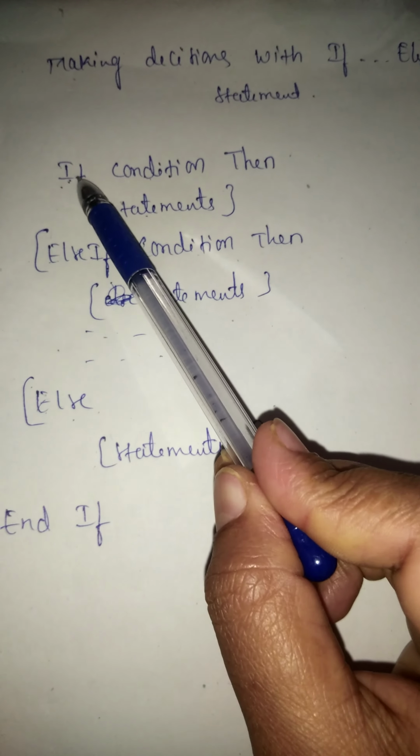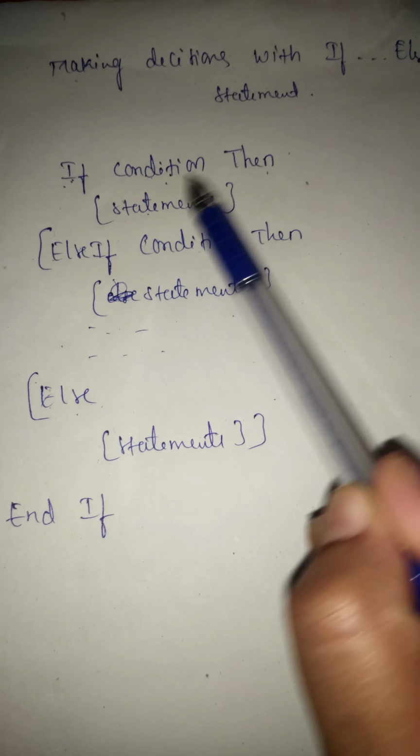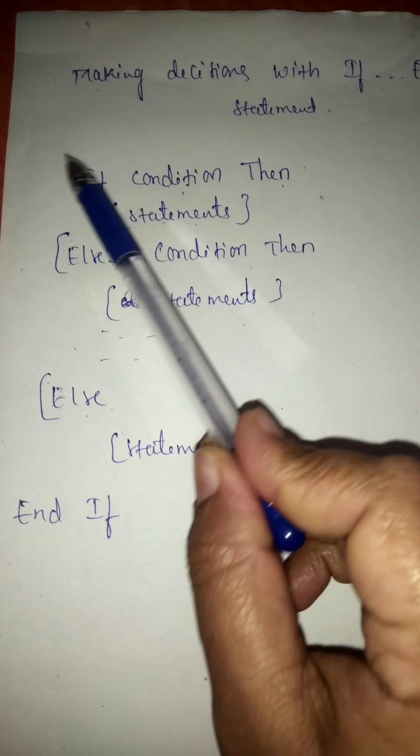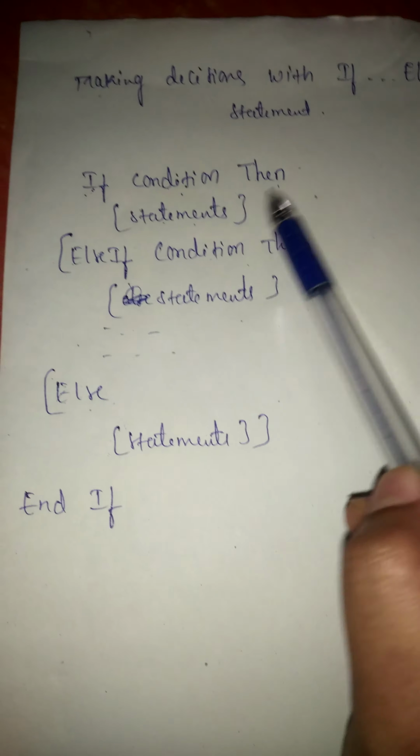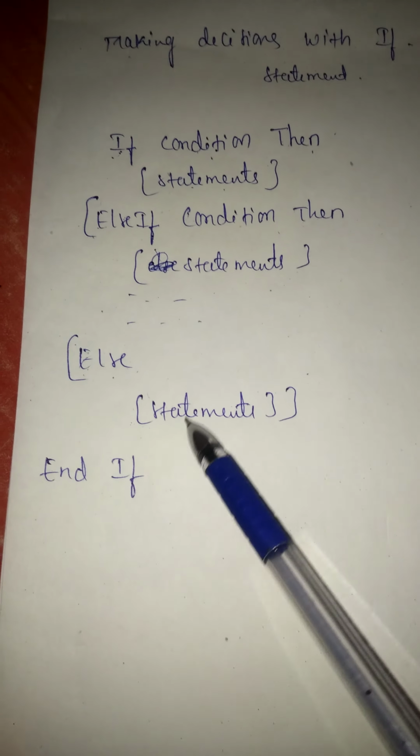This is the general syntax of the if statement in VB.NET. First you have to write the keyword if, condition, then statements. Here we have not included the if in brackets, but else if and else we have included.